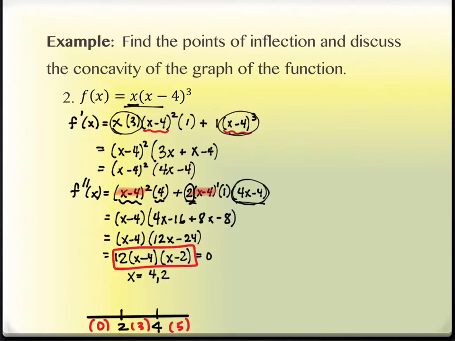If I put in 0 here, this piece is negative and this piece is negative, right? So I have a positive times a negative, which gives me a positive. So it had a positive on the first one.